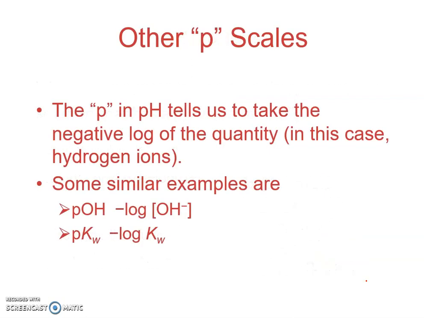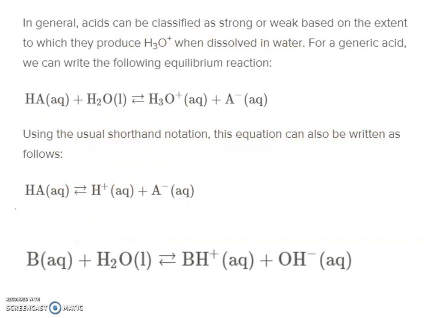Okay? All right, and then just so you know, I'm not going to go into them, but there are other P scales. So P just means minus log of that concentration. So you could have the pOH, and notice this would be the opposite of the pH. So the pOH and the pH are going to add up to that 14 number. And then the Kw, we're not going to get into that. That's just how the products and reactants balance out.